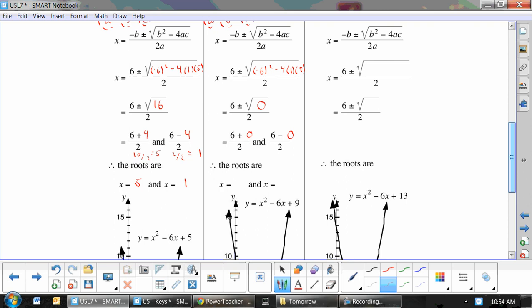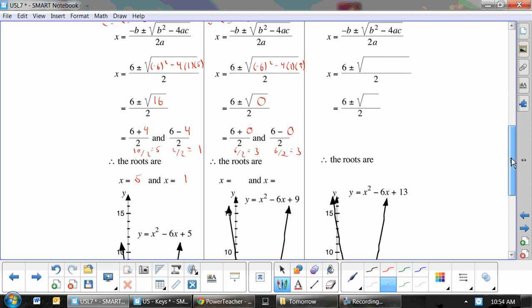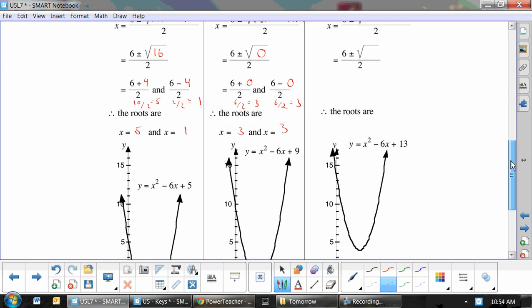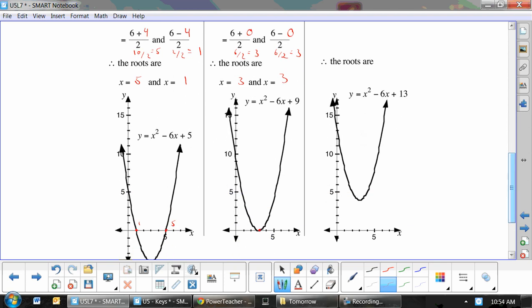So this is kind of a special case because now we say, okay, 6 divided by 2 is 3. 6 divided by 2 is still 3. So we have two roots, but they're both the same. So we know that our graph will look like this, where just the vertex is touching the x-axis at the x-intercept 3.